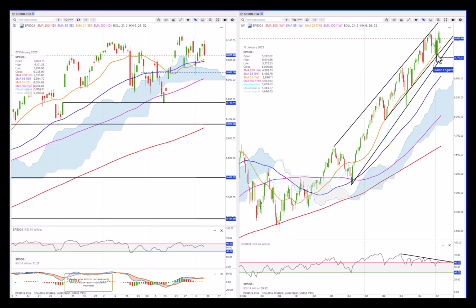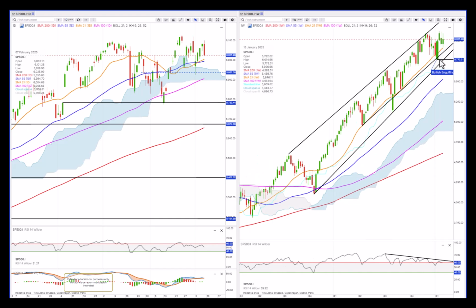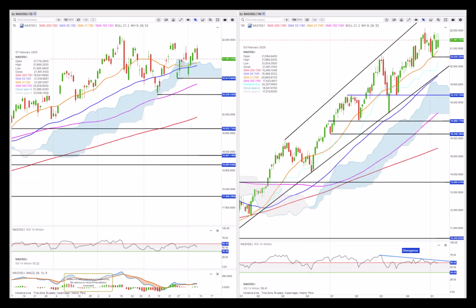And we are still working under this bullish engulfing here we had a few weeks ago, mid-January. That is key, and we are still in a bullish trend. However, falling RSI values indicating a stretched trend or exhaustion of the trend. Pre-market we are a little bit. Same picture on Nasdaq, more or less.